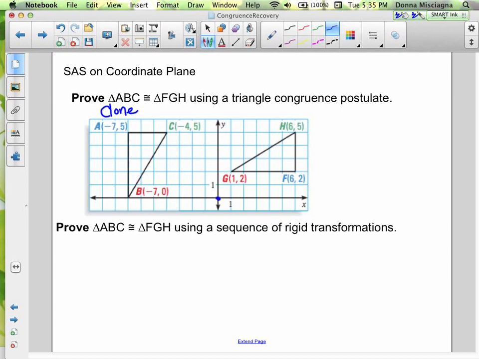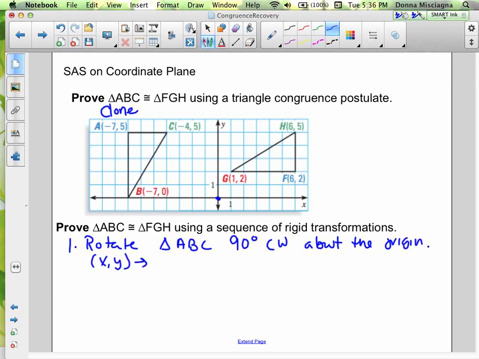I like to rotate around the origin. All right, so for step 1, let's rotate. We're going one quadrant, so that's 90 degrees, and we're going to go clockwise. And actually, let me also write in the triangle that we're rotating. That's triangle ABC. So we're going to rotate triangle ABC 90 degrees clockwise about the origin. All right, so remember the rule: (x, y) goes to (y, negative x).